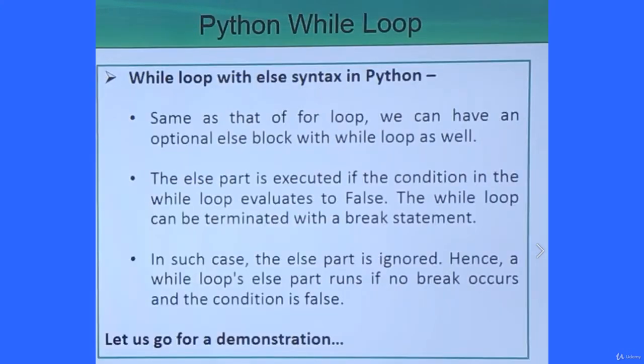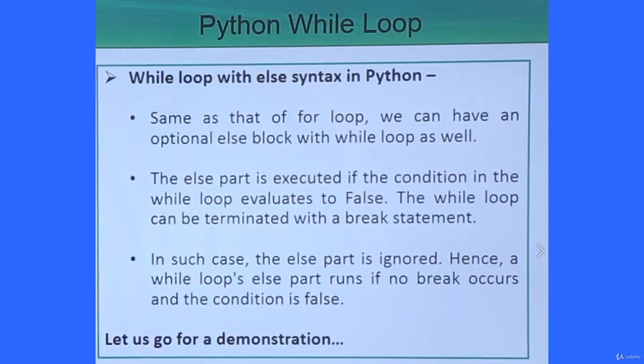While loop with else syntax in Python. Same as for the for loop, we can have an optional else block with the while loop as well. The else part is executed if the condition in the while loop evaluates to false. When the condition becomes false, then the else part will get executed. When the condition is true, then the while body will keep executing.